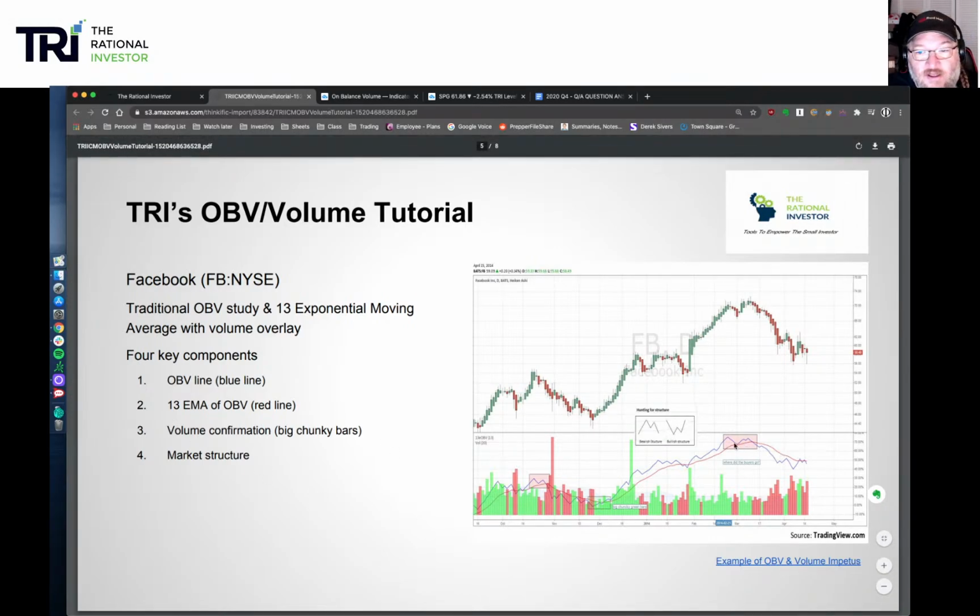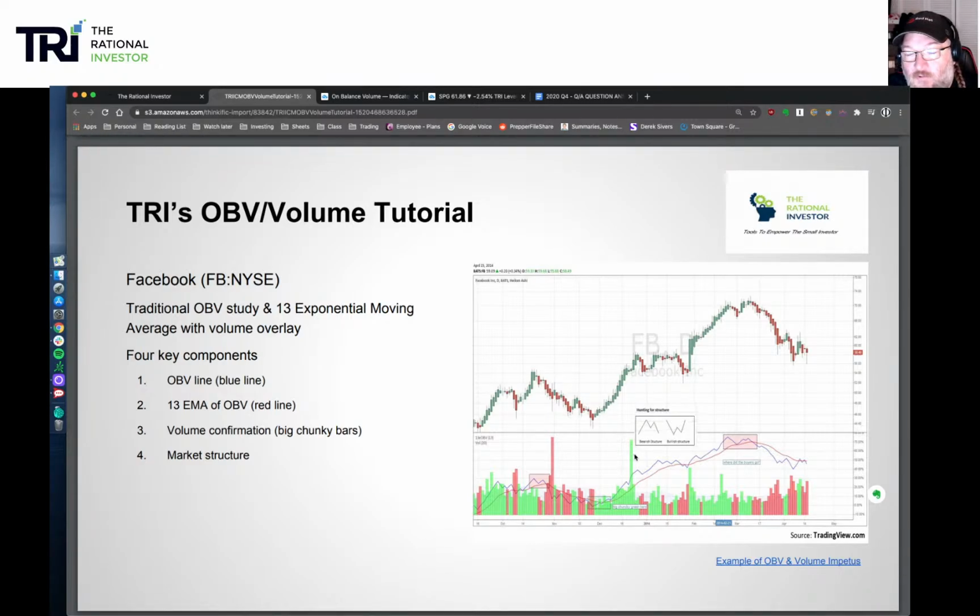So we have the OBV line in blue with the moving average in red, right? We look for market structure crossing that moving average. And then once we have that, we look for what we call volume impetus. Okay, that's these big chunky volume bars at the bottom. What we're looking for is a downward slope, if you will, in whatever camp has been controlling the market.